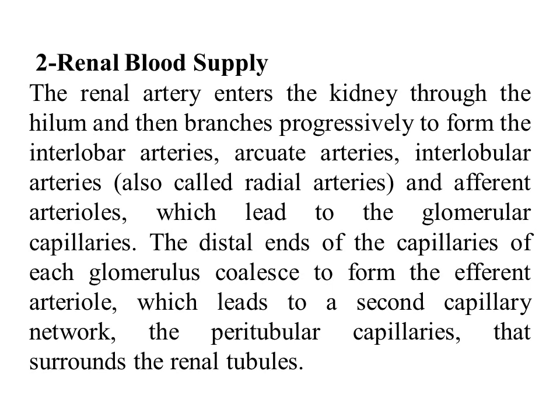The afferent arteriole will branch many times and lead to the formation of the glomerular capillaries. Then the distal end of these glomerular capillaries will coalesce to form the efferent arteriole. This efferent arteriole will then lead to the second capillary network, which is called the peritubular capillaries that surround the renal tubules.